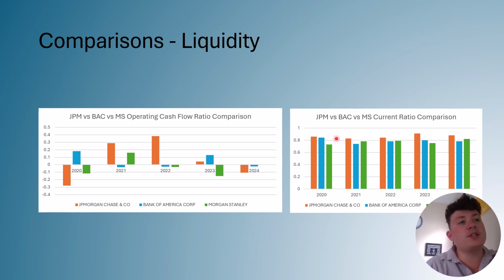And then current ratio, again, I kind of told this story throughout the presentation here, but they're all pretty much in line. A lot of fluctuations with JP Morgan at the top just about every year here, with Bank of America kind of fluttering in between, and Morgan Stanley kind of bringing up the rear, but at points having times where they are maybe a little bit more liquid.